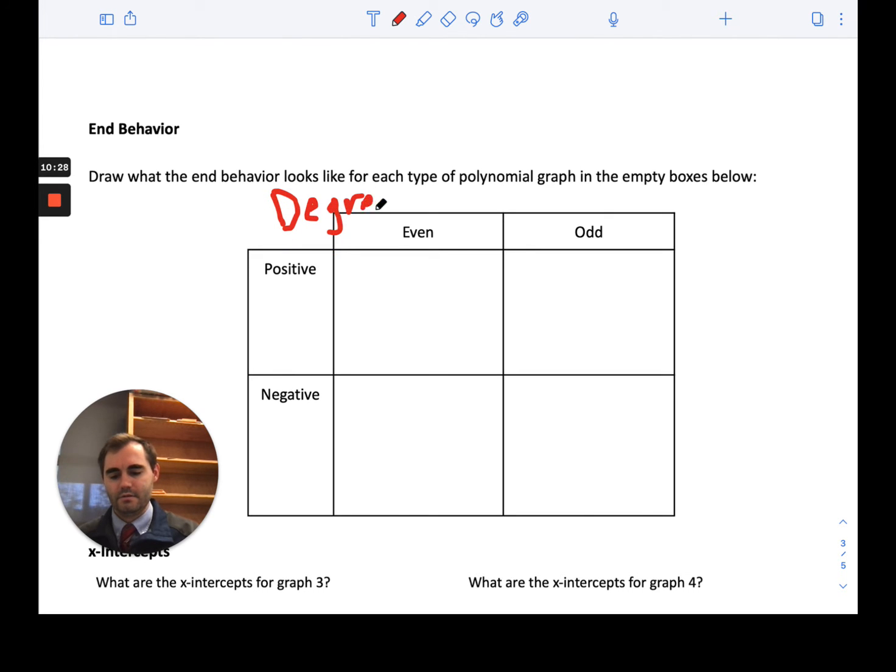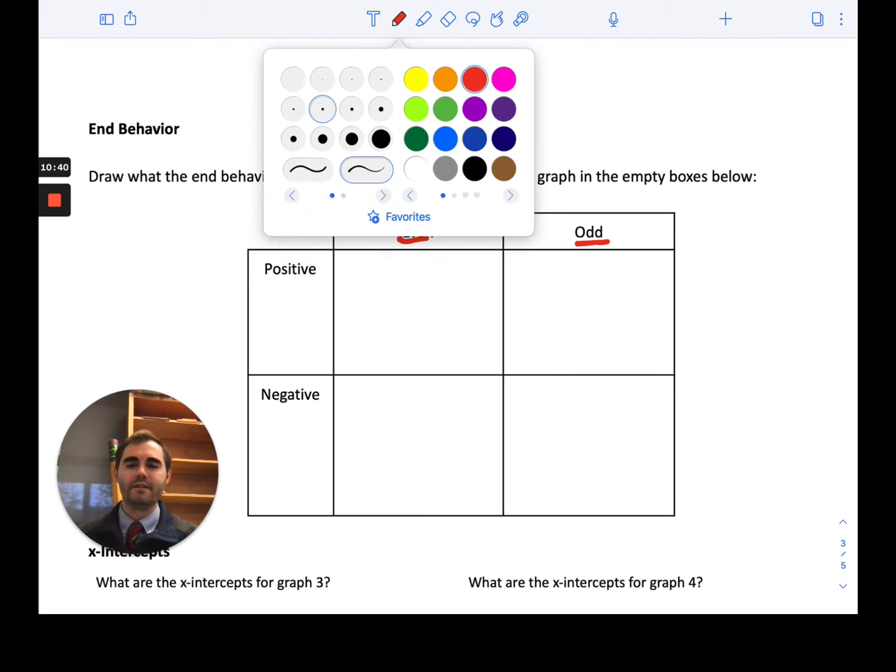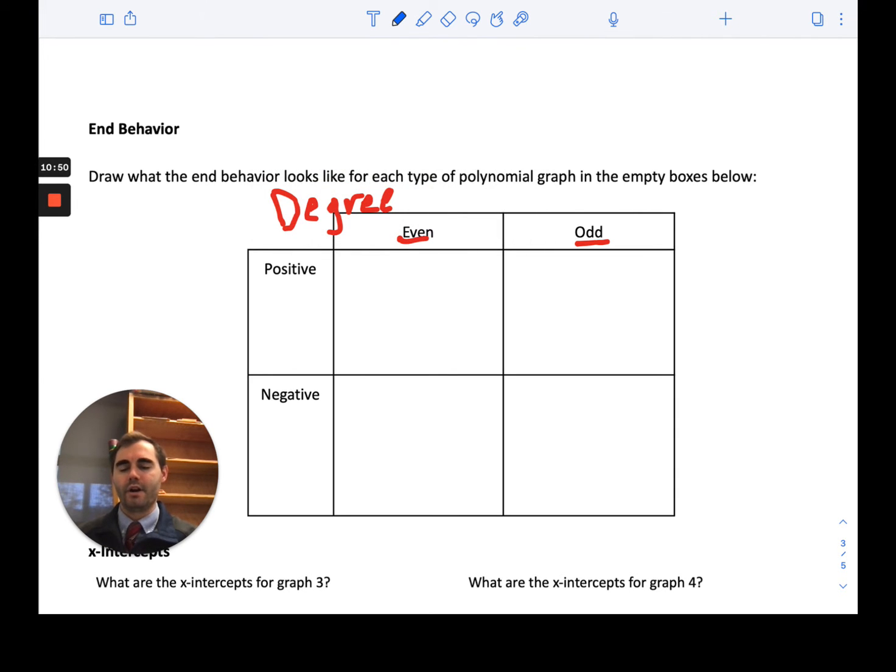Degree. It represents either even or odd, right? The degree number. And so here on the left-hand side, notice it says positive and negative. If you notice from looking at those graphs up above, on a few of those equations, there was a negative sign out in front of where our degree was, right? That's what this is referring to: whether it's positive or negative on our leading x variable that has the degree on it, right?